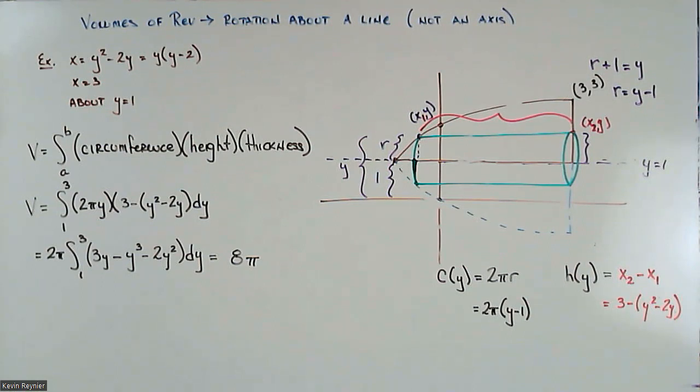All right, I hope this video helps. This process always works. You don't need to worry about, is it a disk problem? Is it a shell problem? Is it a washer problem? Do I spin it around a line? Do I spin it around the x-axis? Do I spin it around the y-axis? How is my axis of rotation related to my graph, related to my axes on just the coordinate plane? All of those variables are taken out of play if you just follow this process.